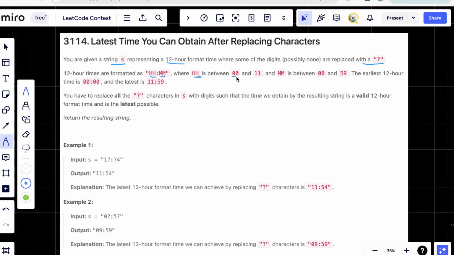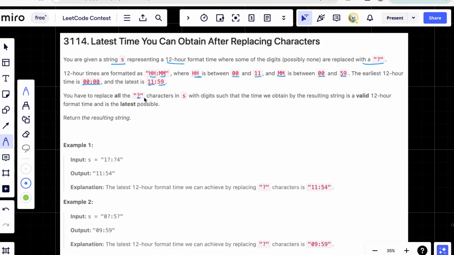Hours is between 00 and 11 because this is 12-hour format, so we can go from 00 to 11, and minutes from 00 to 59. Now the earliest 12-hour time is 00:00, and the latest is 11:59. They've told you that some of the characters in the string can be these question marks.